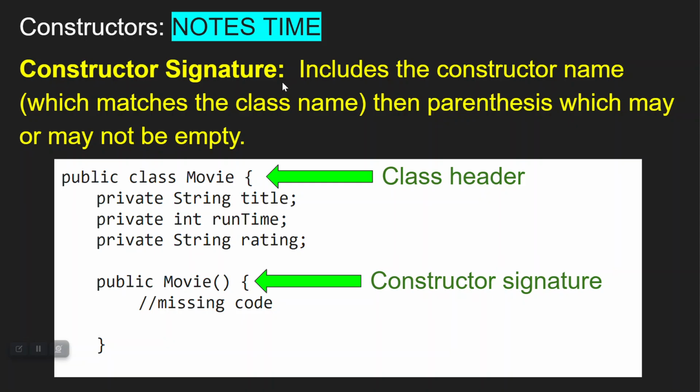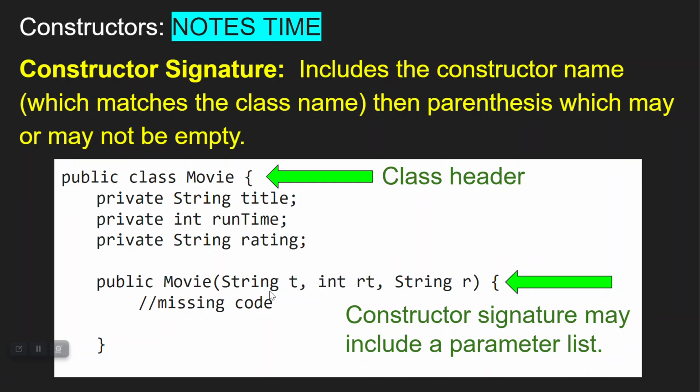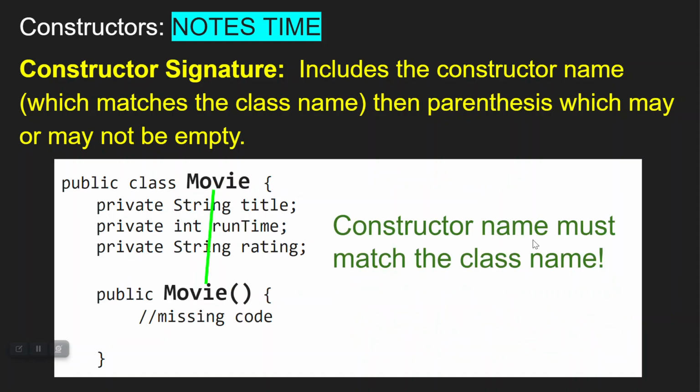The constructor signature is basically this line that you see right here. It includes the constructor name, which of course has to match the class name, and then parentheses, which may or may not be empty. So here's our class header, public class Movie, and then down here, this is our no-argument constructor, and this is the constructor signature for it. You can see there's nothing in our parentheses here. Of course, it also might have a parameter list. What you see here, String t, int rt, and String r, is a list of formal parameters for our fully parameterized constructor. So just know that you can see it either way.